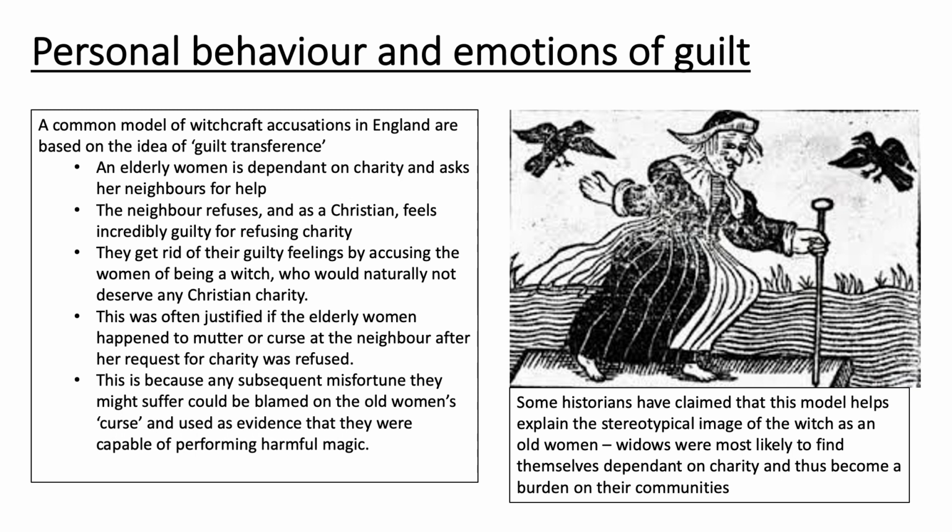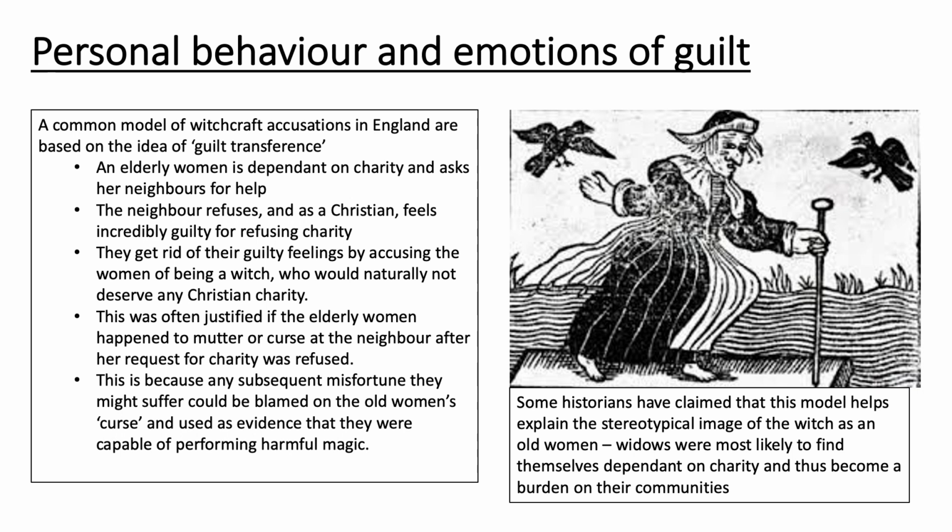But in the farm's one, the elderly woman is dependent on charity, asks her neighbours for help, the neighbour refuses, and as, in inverted commas, a kind of good Christian, feels incredibly guilty for refusing charity to a vulnerable person. They get rid of their guilty feelings, or they transfer their guilty feelings, by accusing the woman of being a witch, who would naturally, if they were a witch, not deserve any Christian charity.